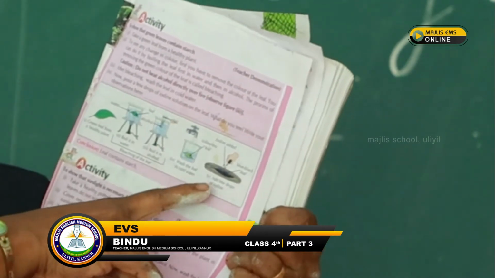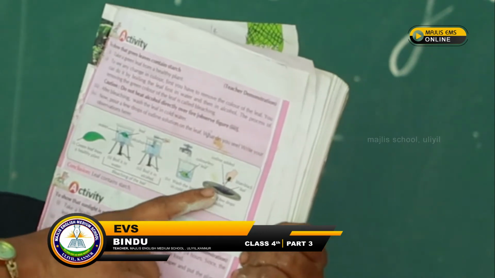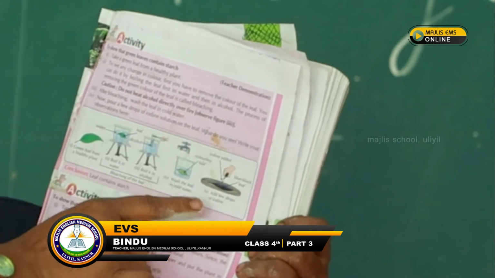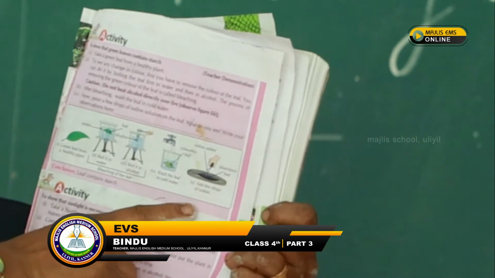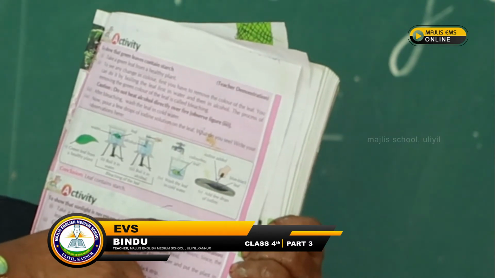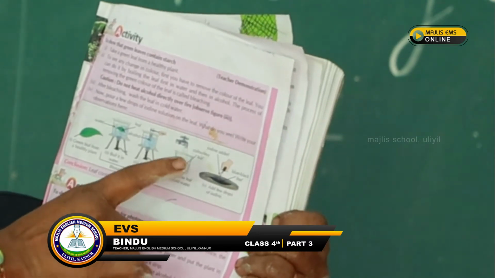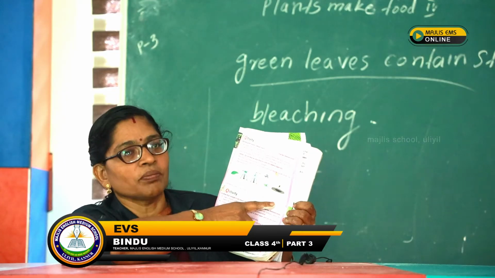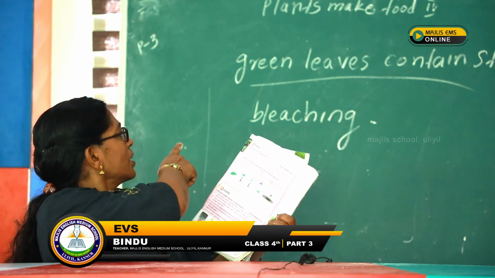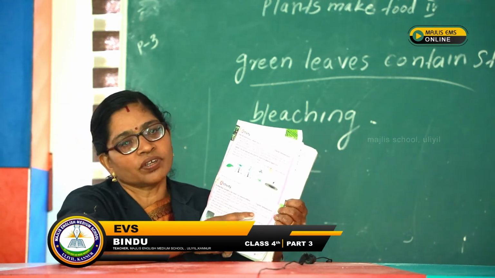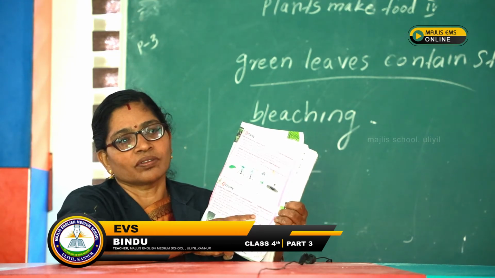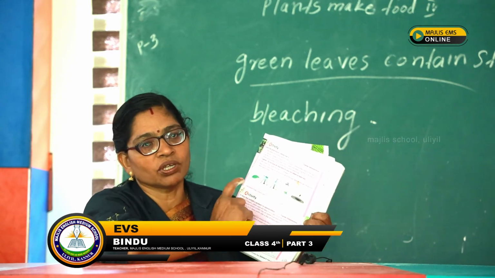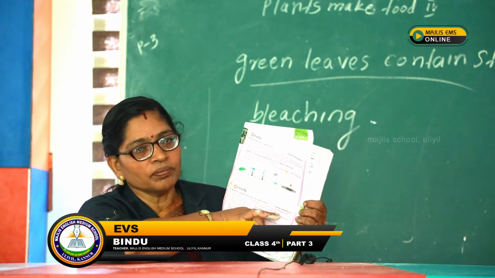Then after that you take a watch glass and put the leaves in the glass. Then which solution do you add? Iodine. Yes. And which color does it change to? Iodine turns the leaves blue-black. That means, okay, very good, the green leaves contain starch. Green leaves contain starch. Okay, I think you all understood this one.